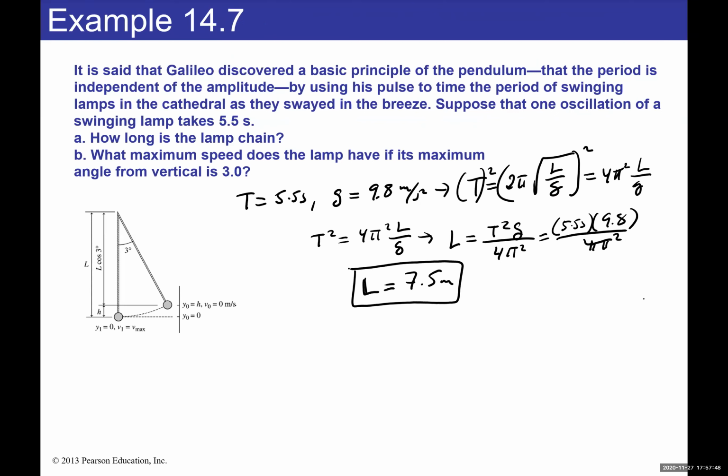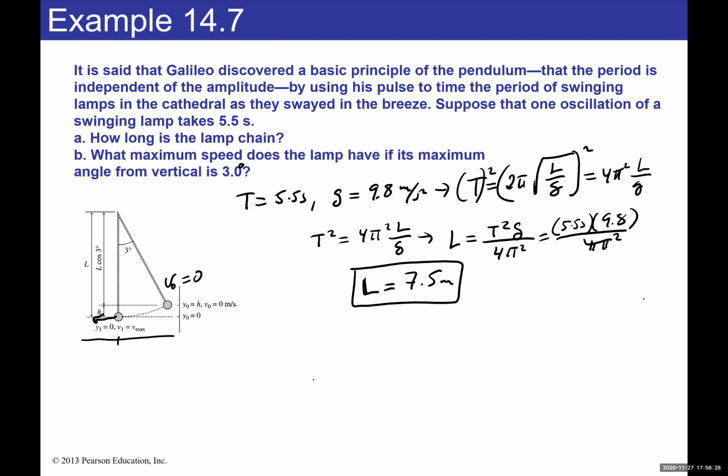Next, what we have for part B is this. What maximum speed does the lamp have if its maximum angle from the vertical is 3 degrees? All right, that means if it's swinging at a maximum of 3 degrees from its equilibrium position, how fast will it be moving at the lowest point over here? So it's going to oscillate back and forth like this, where the speed at point 0 is 0, and point 1, which is the bottom and basically equilibrium, will be moving with the fastest speed. And we want to know what that speed is.